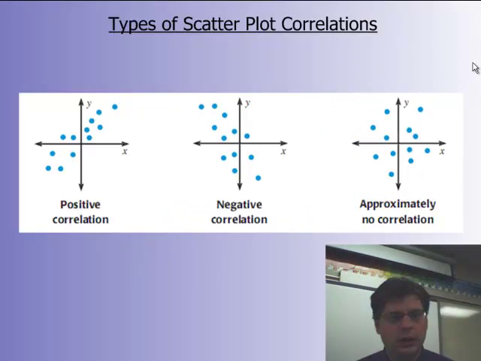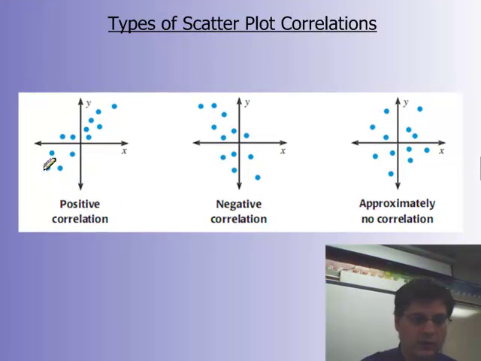Let's go ahead and talk about scatter plots and lines of best fit, and that would be section 2.6. Scatter plots can be classified in three main categories. You have your positive correlation when you plot points of data like so.